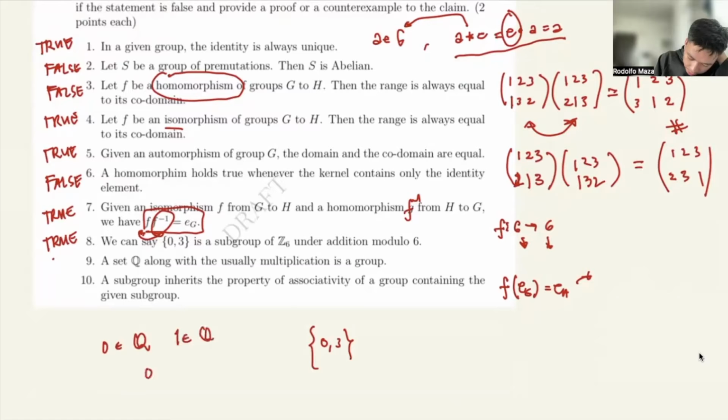But 0, 1, it's still 0. So there's no way we can make it as 1. So therefore, it's not true. It's false. Walang inverse is 0.